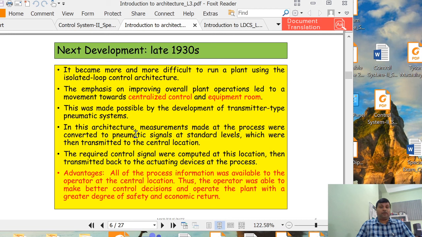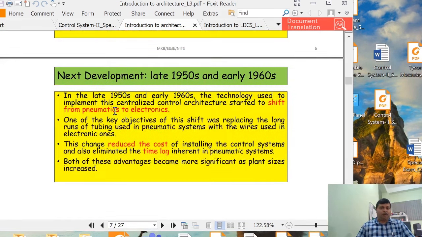Now all of the process information was available to the operator at the central location. Thus, the operator was able to make better control decisions and operate the plant with a greater degree of safety and economic return. So now the next development occurred in the late 1950s and early 1960s, where there was a remarkable development in electronic devices.